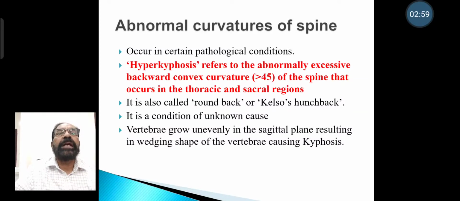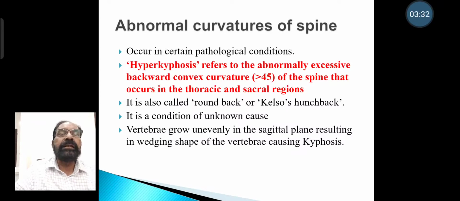Abnormal curvatures of the spine occur in certain pathological conditions. Hyperkyphosis refers to the abnormally excessive backward curvature, that is more than 45 degrees of this spine, that occurs in the thoracic or sacral region. It is also called round back or Scheuermann's hunchback. It is a condition of unknown cause.